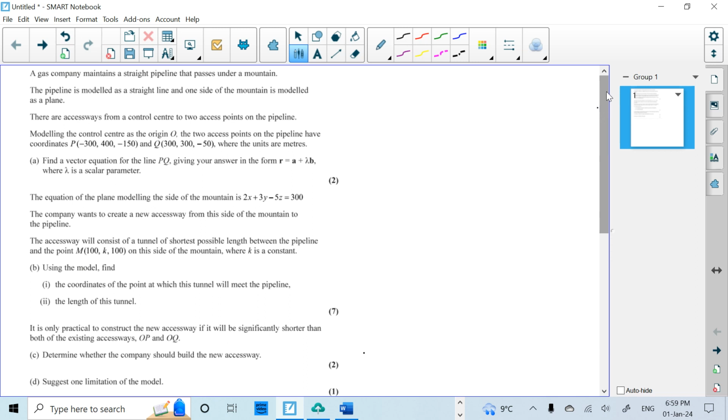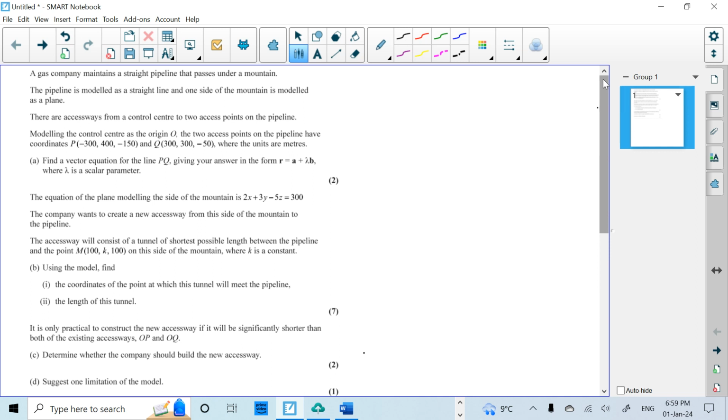Welcome again. This type of question normally comes towards the end of any exam, mock or real, and it's a modelling question. Modelling with vectors. I'll read up to part A because it will take a long time to even read out.